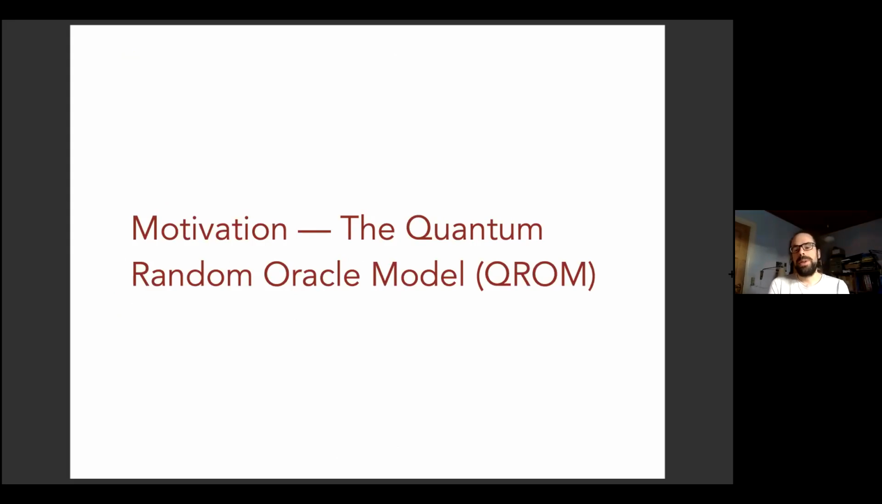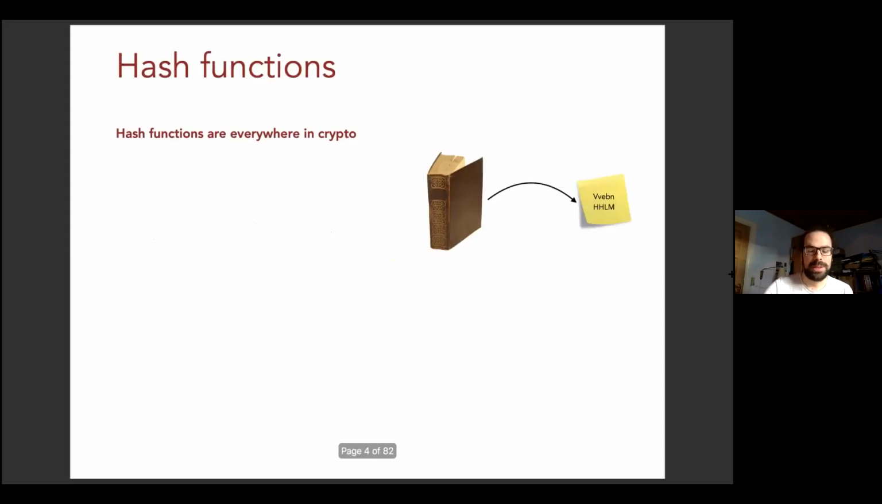Okay, let's start with the quantum random oracle model. So the quantum random oracle model is an idealized model for cryptographic hash functions. So let's start to talk a little bit about hash functions. A hash function is a function that maps an arbitrary amount of data to kind of a small fingerprint of that data. And the intuitive security requirement for such a hash function is that if you have the fingerprint and you encounter some data, you should be able to determine whether this data was used to generate the fingerprint or not.